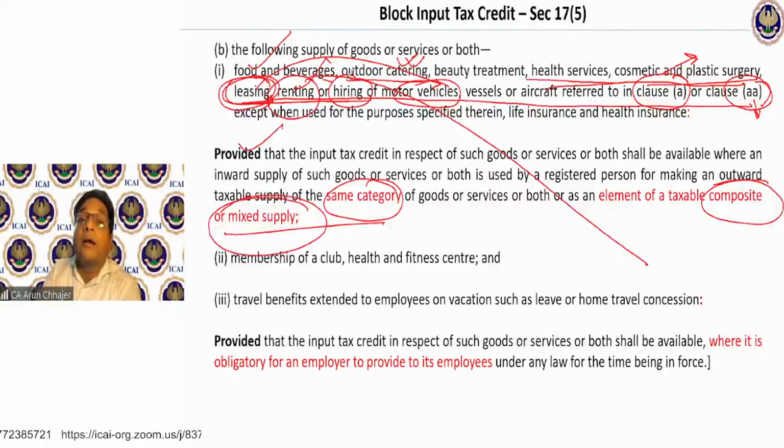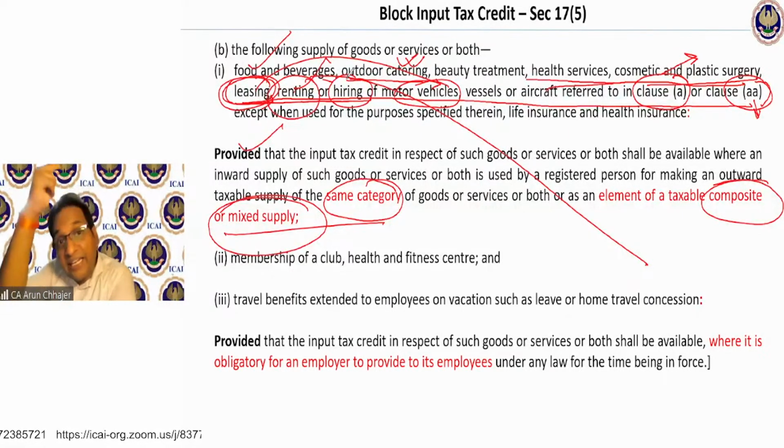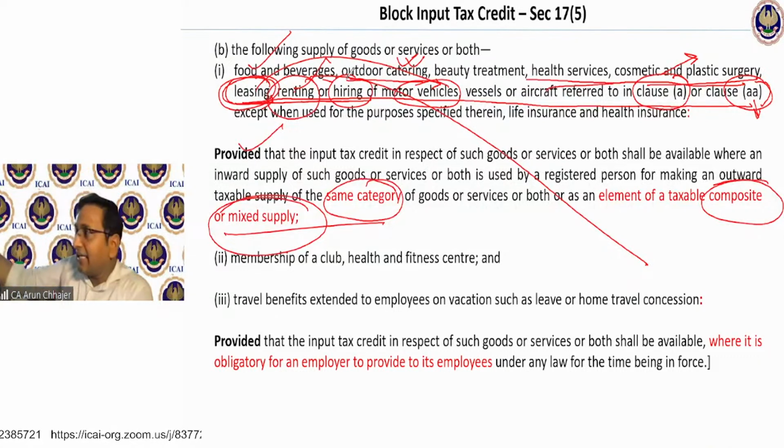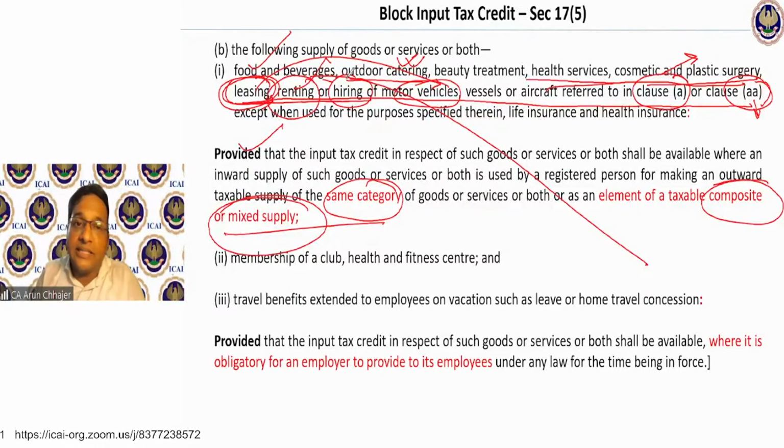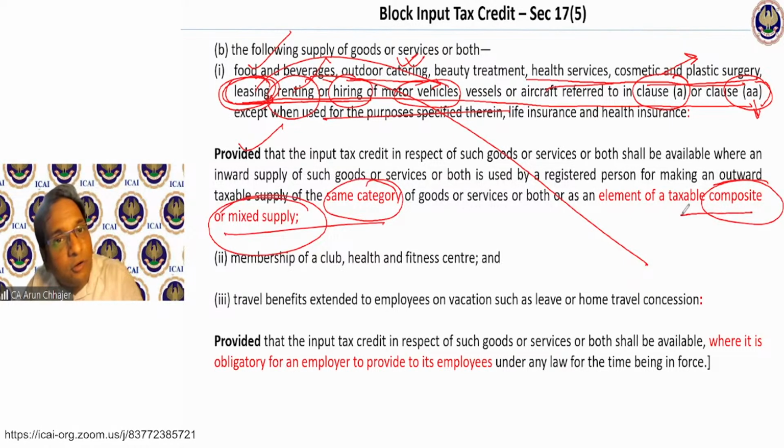So it is part of my contract that I have to provide the motor vehicle, the transportation by motor vehicle, which is ideally a block category. Let's say I have taken a motor vehicle on rent. This renting part is not a one-to-one supply, but it is clubbed as a composite or mixed supply in my main supply. Along with the principal supply, the ancillary supply becomes eligible for input tax credit.